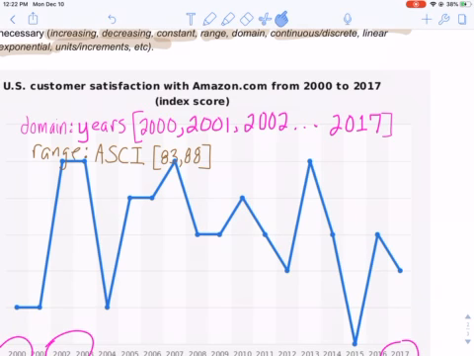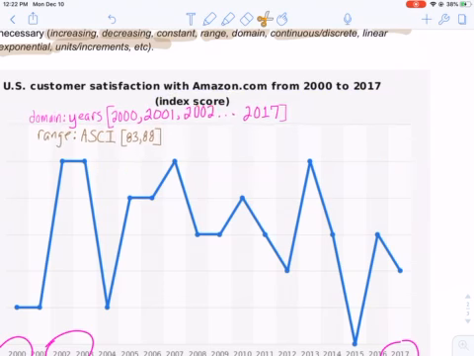All right, so I've got the range and domain. So let's see. We want to look at where it's increasing, decreasing, and constant. As you can see, there's a lot going on with this graph. So there's a lot of increasing, there's a lot of decreasing.